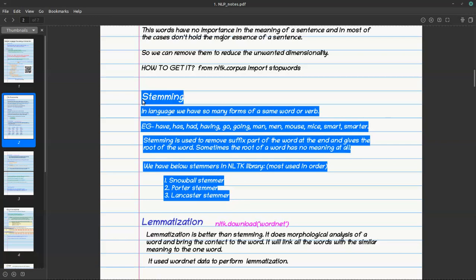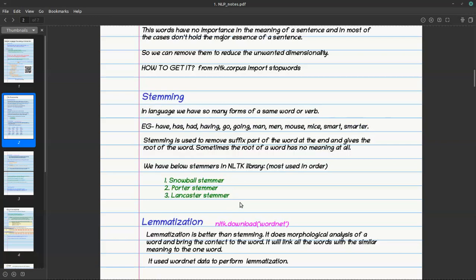So these stemmers don't look for the complete meaning of a word. They just care about the set of rules. Based on the set of rules, it converts the word, which changes the word itself.